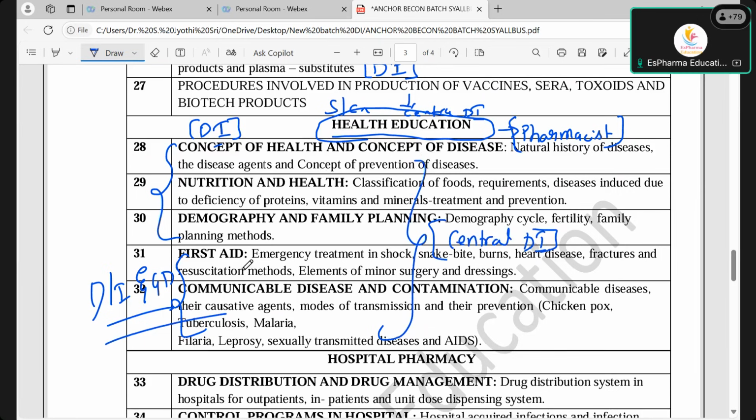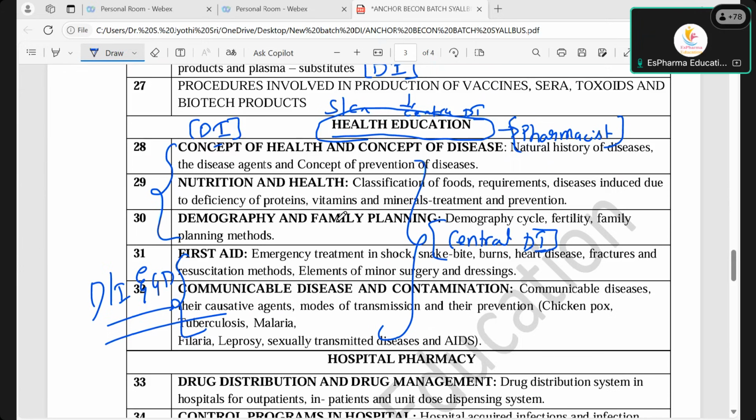Okay, in this, did anybody write Central DI last in 2023? Have they written Central DI? I hope our students are there, right? Shana, is any topic there from Central Drug Inspector? Only if you are having, no, nothing will be there, right?